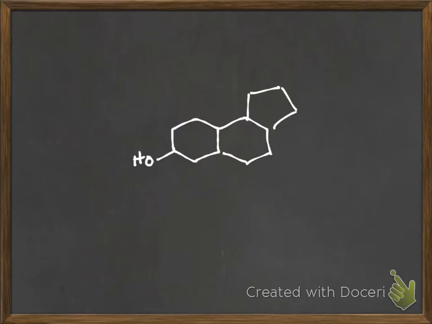I need a white marker. Okay, I don't know what that is. I just made it up. I started drawing estrogen or estradiol, and I decided I can't remember it, so I just stopped. Okay, so I have two alcohol functional groups.